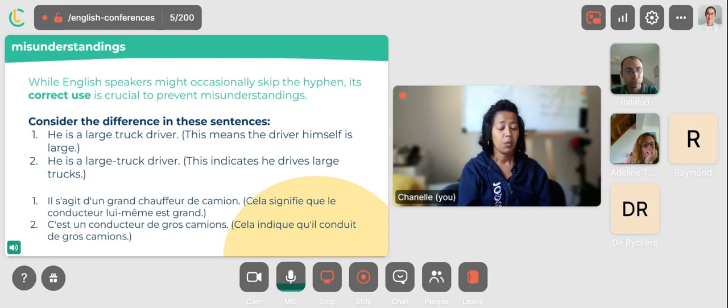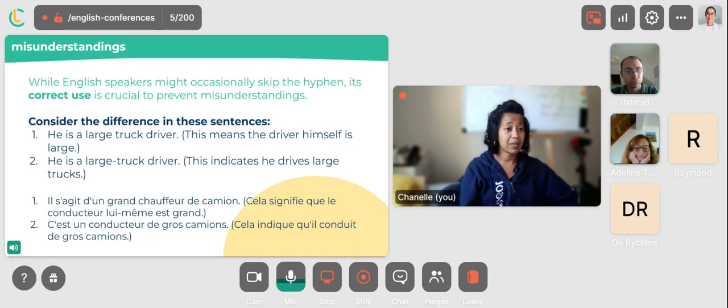While English speakers might occasionally skip the hyphen, its correct use is crucial to prevent misunderstandings. So, pour pas avoir des malentendus, c'est très important qu'on utilise le tiret en anglais. We need to use the hyphen in English because it can change the meaning of the sentence or the phrase.